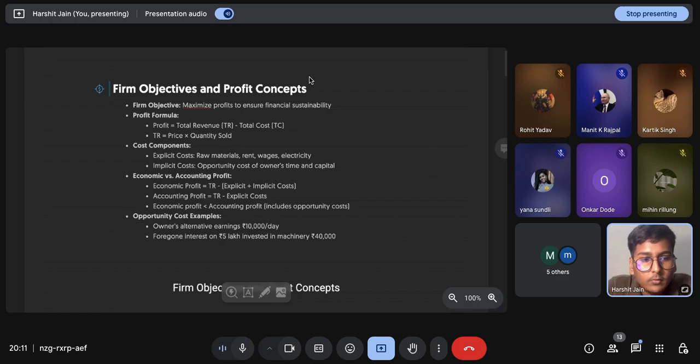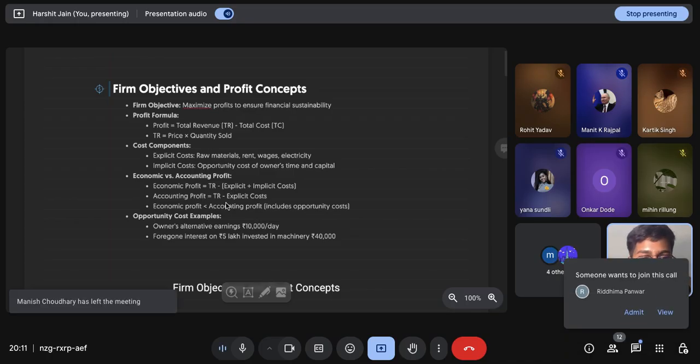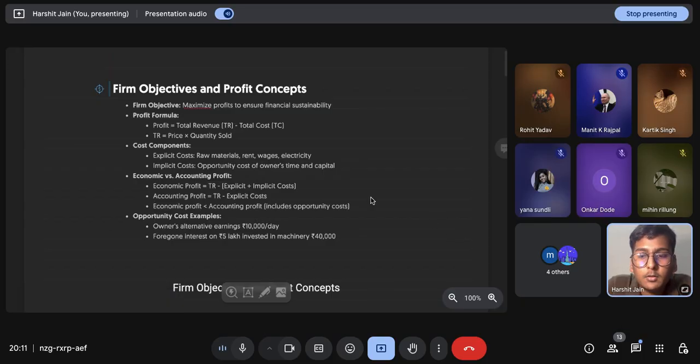Total revenue we write as TR. Simplified, total revenue is the quantity multiplied by the price of the product. Now, costs are of two types: implicit and explicit.